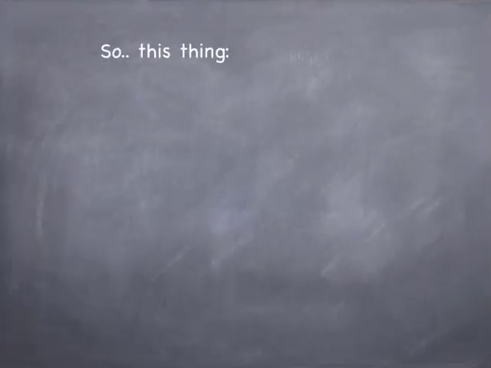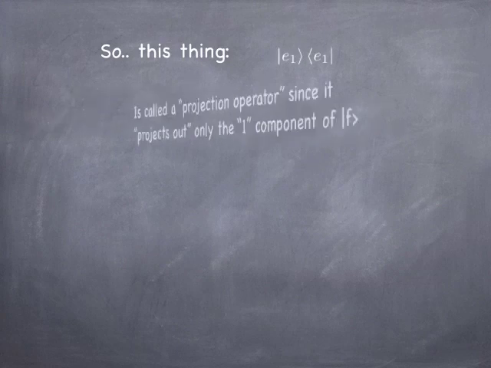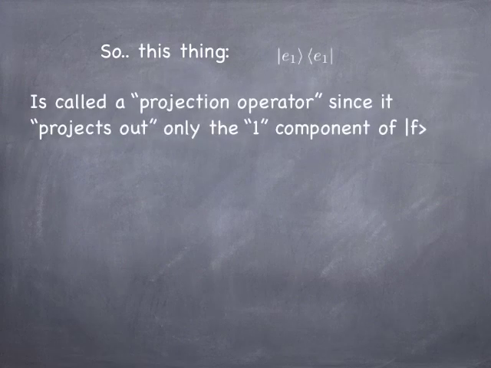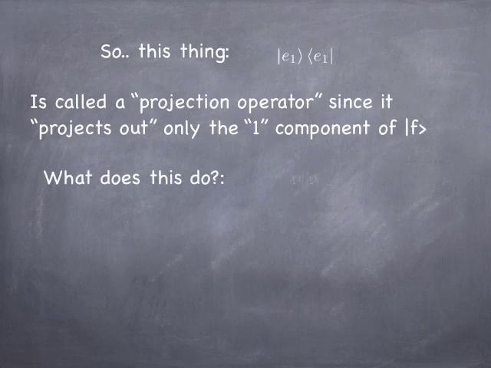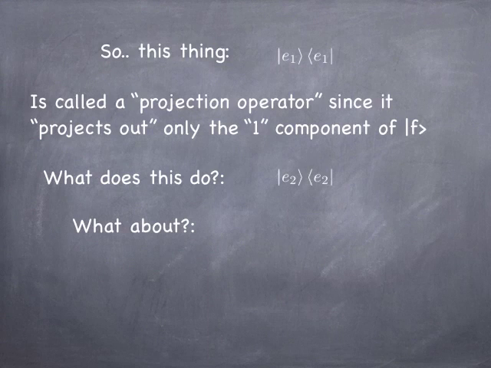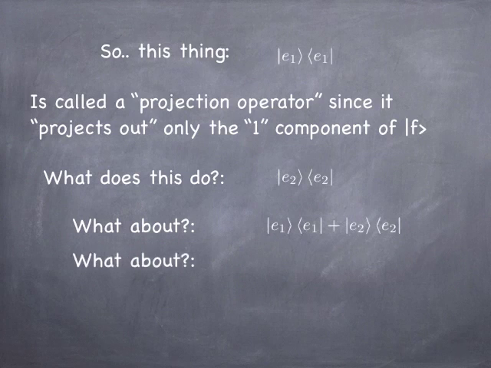You can do the same thing with E2. So the E1 projection operator projects out the 1 component. What does that guy do? Well, it projects out just the 2 component. And what do you get if you have this? E1, E1 plus E2, E2. Well, the first one projects out the 1 component, the second one projects out the 2 component, but then they're added together, so you get F1, F2. That's our desired projection operator.